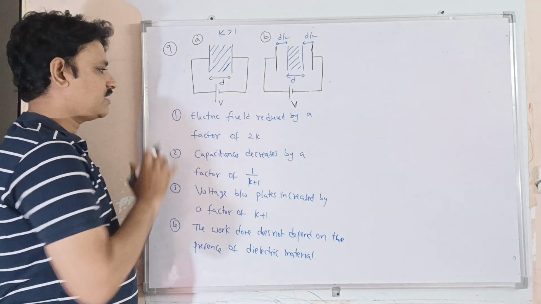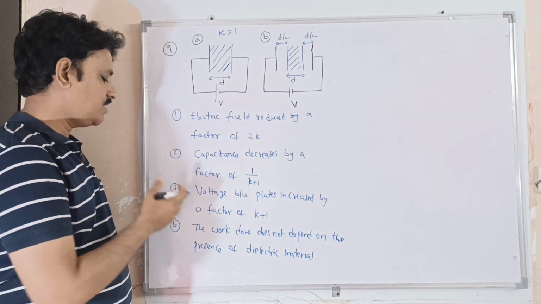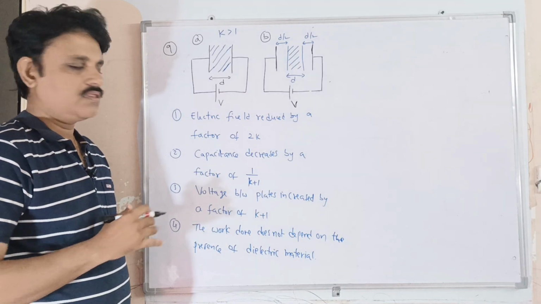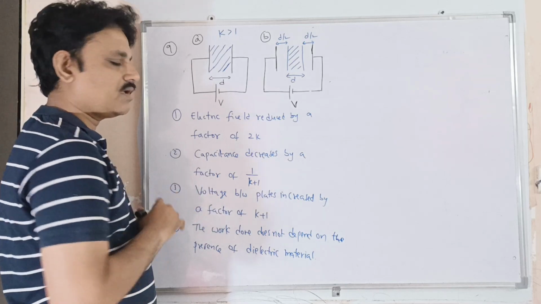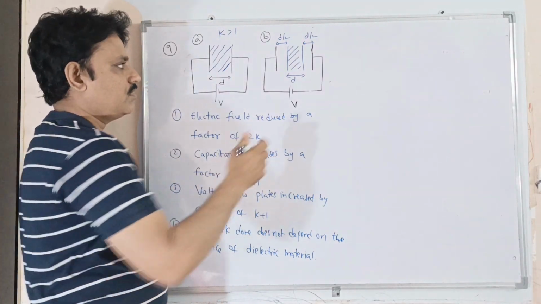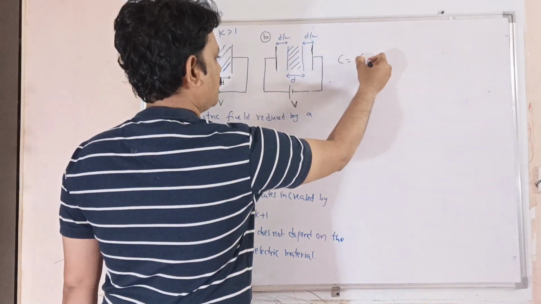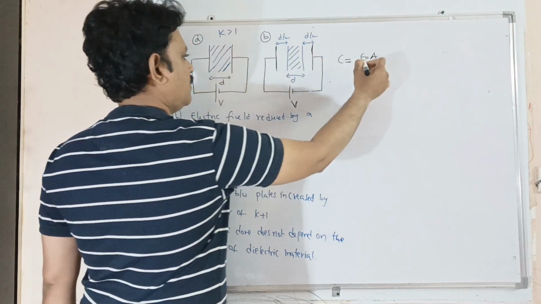The first option is that the electric field is reduced by a factor of 2K, and then capacitance, voltage and work done. These four factors, how they will change, we need to calculate in this question. Let us start with the capacitance, because we know the familiar relation C is equal to epsilon naught A by D.